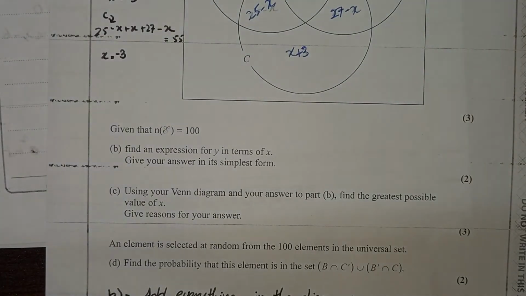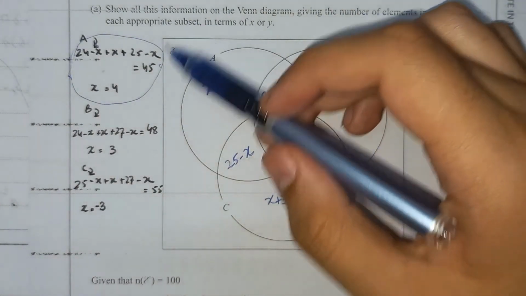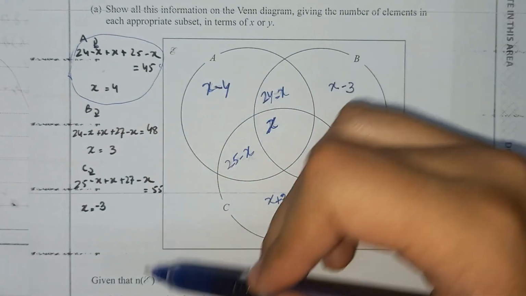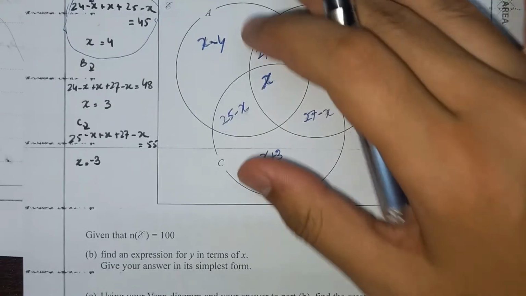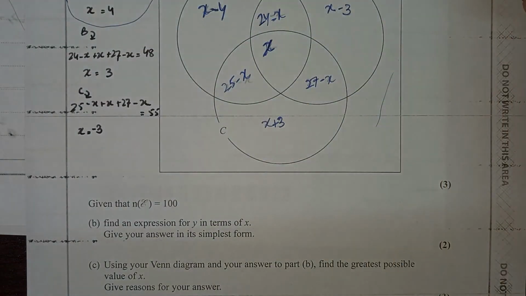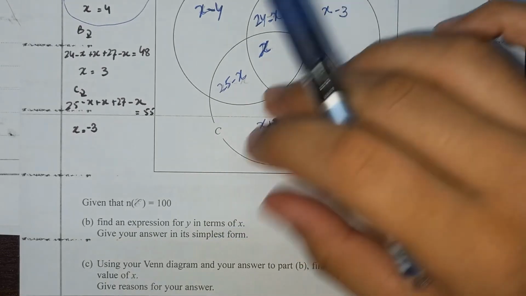So now we are given that the number in the total universal set is 100. The universal set is not only this outer side, it means the entire block, this entire square, everything outside and inside, and it equals 100. Find an expression for y in terms of x. Give your answer in its simplest form.